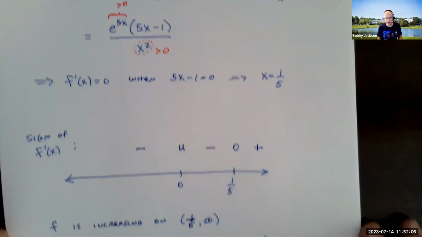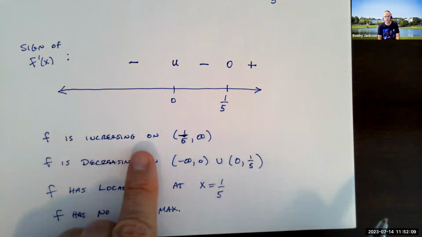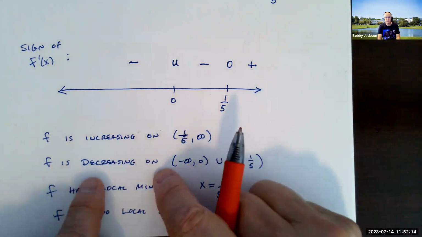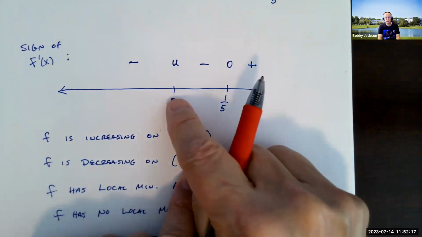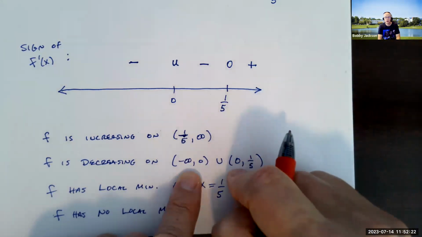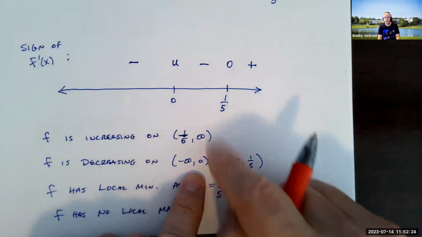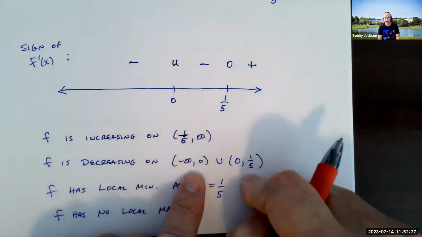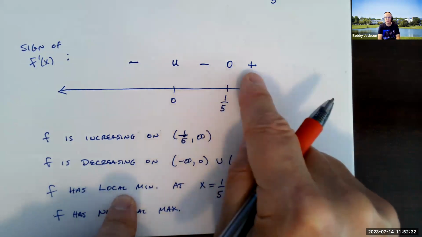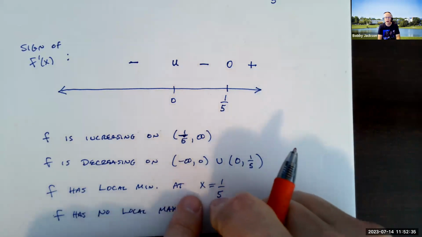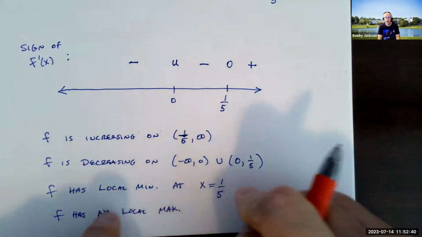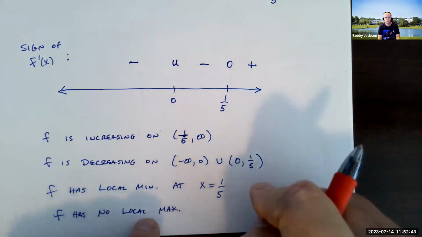And so I can answer the questions. Function is increasing on the interval where the derivative is positive, so from 1/5 to infinity. We're decreasing, and I'm going to do these two separate intervals because there's a break there because of the vertical asymptote in the original function. So I'm going to do from -infinity to 0, and then from 0 to 1/5 where the derivative is negative. And then notice we have a sign change in the derivative at 1/5 from negative to positive. And so we have a local minimum at x equal 1/5. And there's no local maximum.